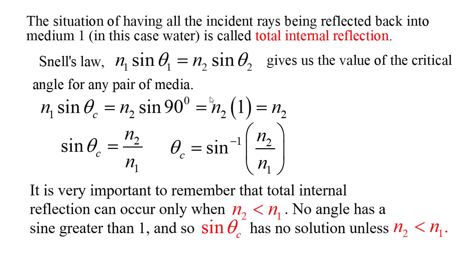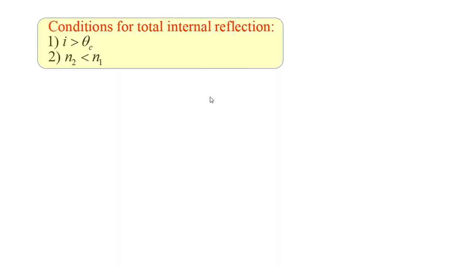It is very important to remember that total internal reflection can occur only when n2 is less than n1. No angle has a sine greater than 1, and so the sine of the critical angle has no solution unless n2 is less than n1. So here are the conditions for total internal reflection. The first is that the angle of incidence must be larger than the critical angle θc. Secondly, the refractive index n2 must be less than n1.